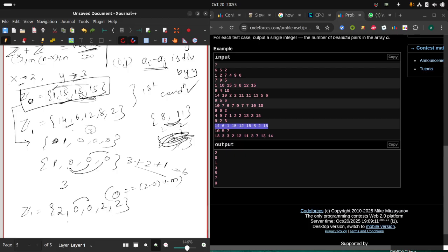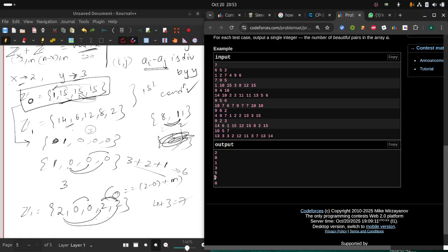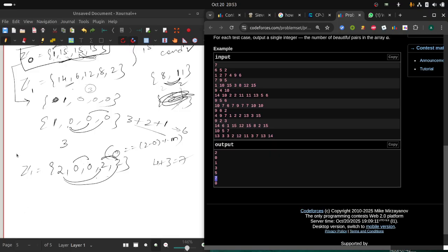Now, how many groups? One group is possible here. Two groups are possible here. Another group is possible. One, two, three, four. 4 plus 3, 7 groups. Okay, this is how we arrive at the answer. Okay, how can we form it now?